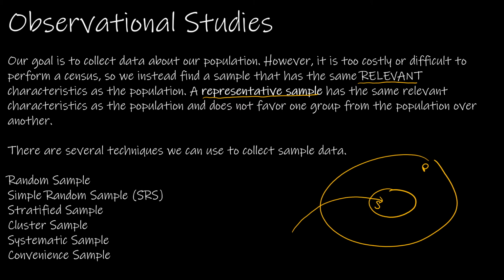Now, there are lots of ways to do this. They all have their strong suits and they all have their drawbacks. So in the next several slides, we're going to look at what is a random sample, a simple random sample, stratified sample, cluster sample, systematic sample, or convenience sample.